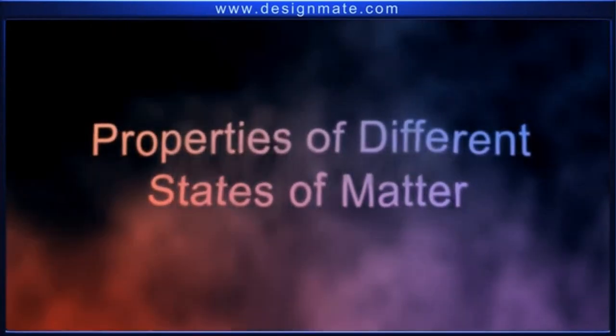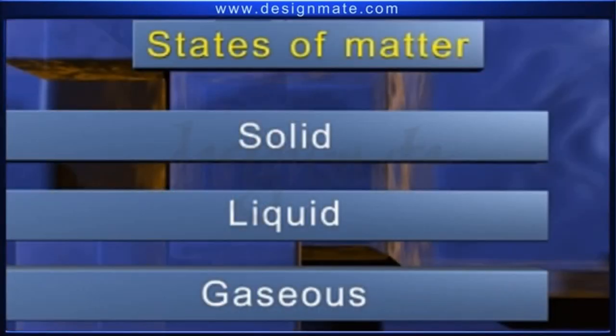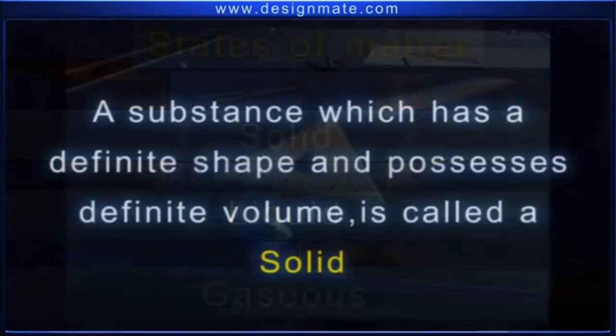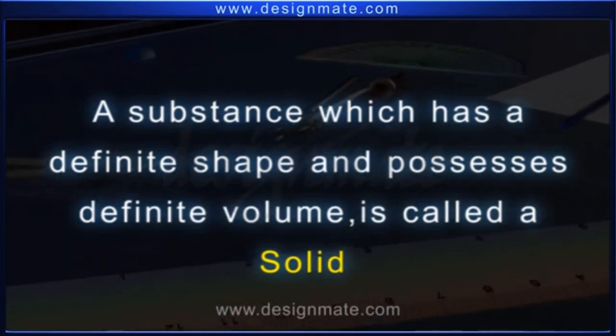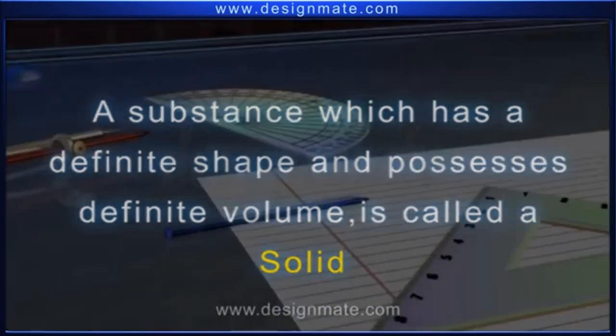Different states of matter. In this topic, we will study various properties of the different states of matter. A substance which has a definite shape and possesses a definite volume is called a solid.